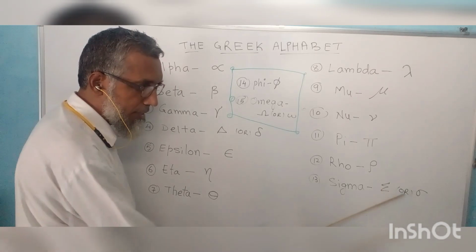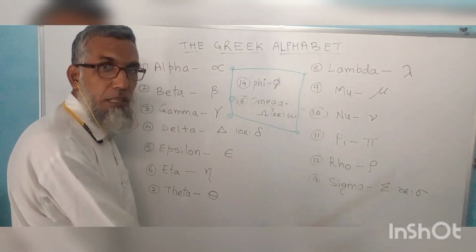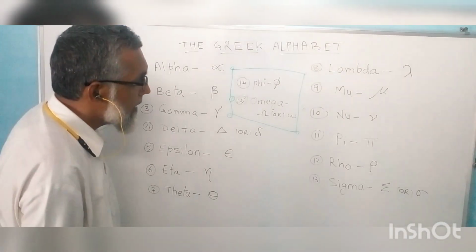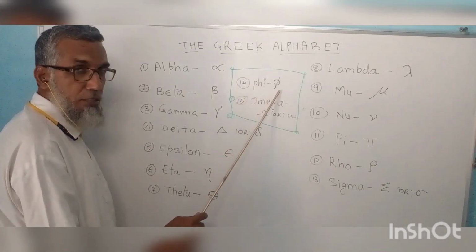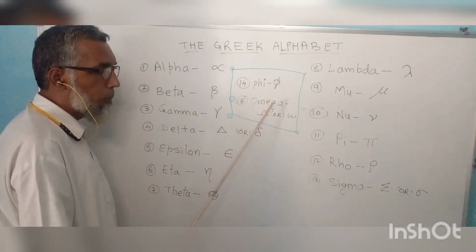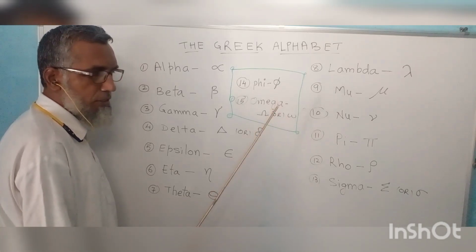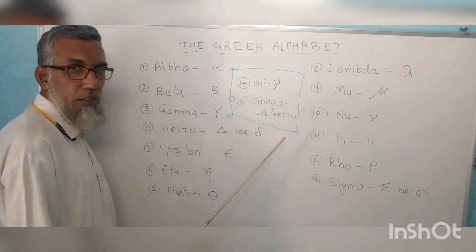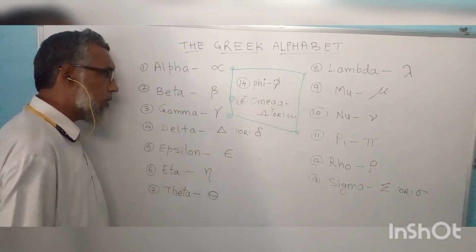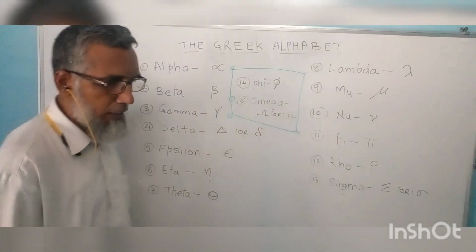sigma, like this or like this. Both symbols are used in physics. Then phi, this one. Then omega. Omega is also having two symbols, like this or this. These two symbols are used for the Greek alphabet omega.